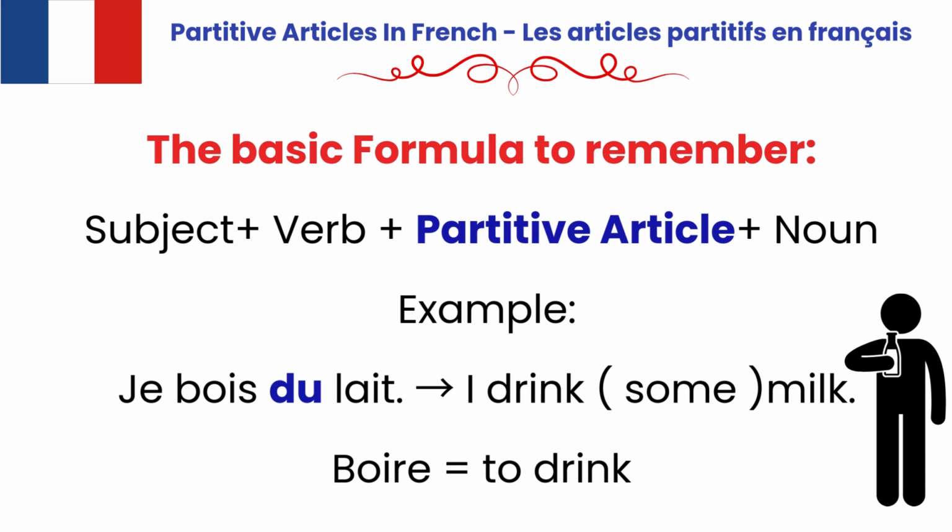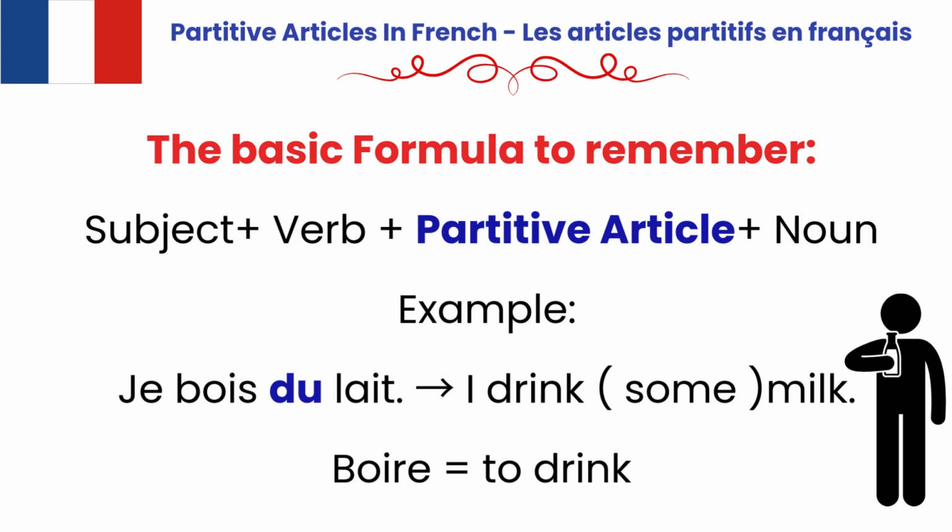Example: Je bois du lait. Je is the subject, which means I. Bois, drink. So I drink. Du is the partitive article. And lait means milk. Okay? You can also have adjectives between the partitive article and the noun in some cases, but we'll cover that in another video. Today we're just focusing on the basics.